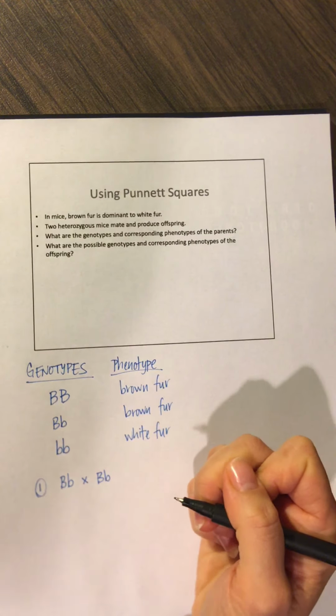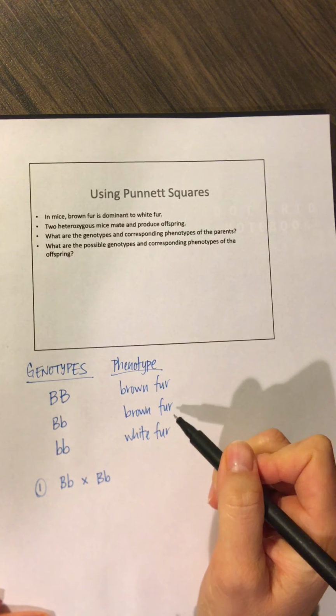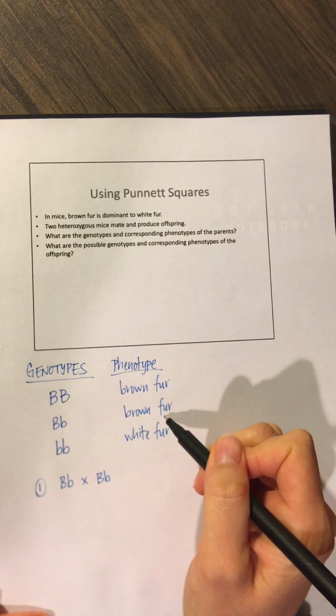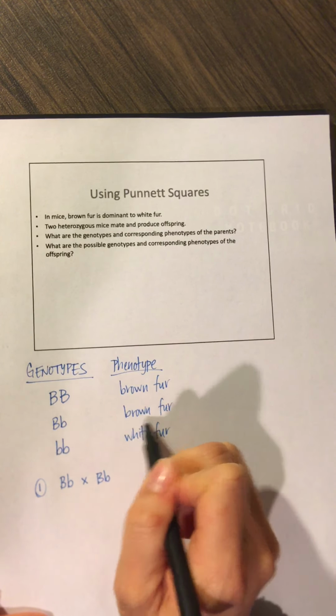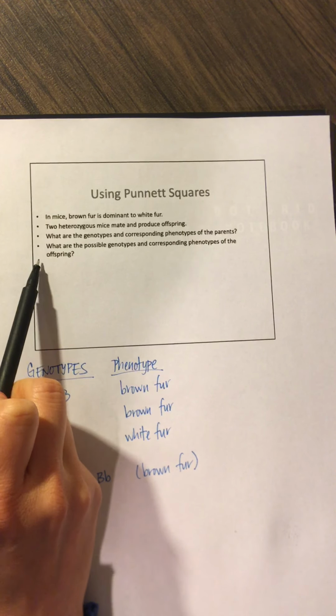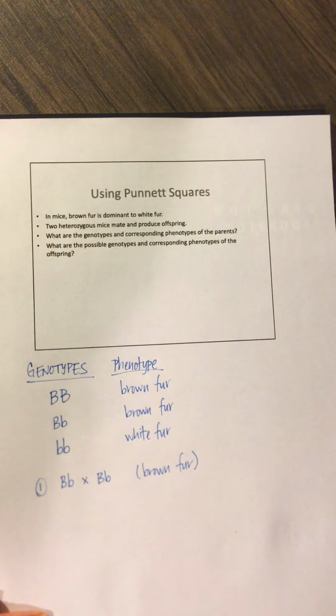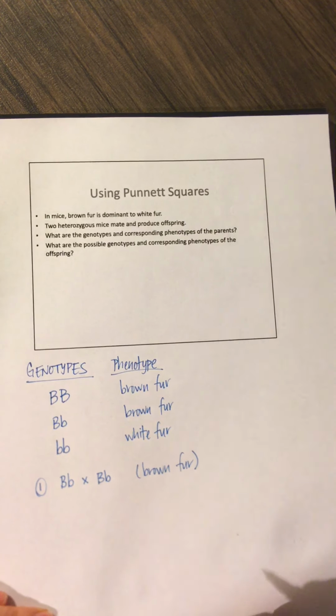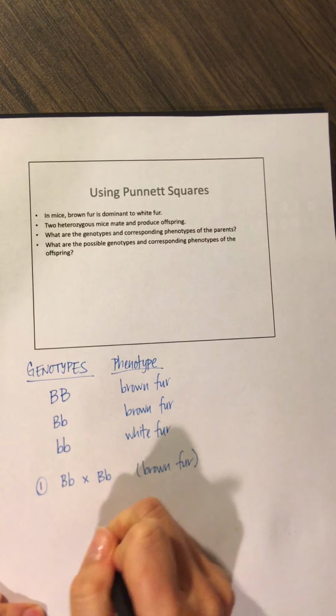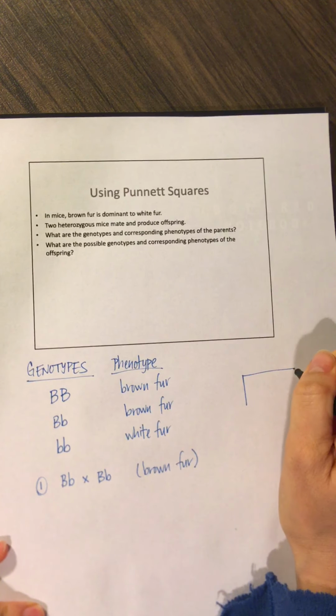And what color are they? Well, I can go back to my initial list of genotypes and corresponding phenotypes, and I see that both heterozygotes will have brown fur. So I will write down brown fur as the rest of that answer. This second question, what are the possible genotypes and corresponding phenotypes of the offspring? Well, offspring, I know I'm going to need to draw a Punnett square, so I'll put it over here.